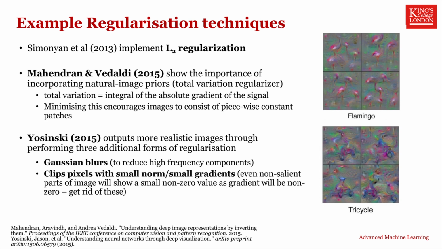Another option is to instead repeatedly Gaussian blur the output during training, or to perform clipping, so either to set pixels with small intensity norm to 0, or pixels with a small gradient to 0. This is because even non-salient parts of images tend to show small non-zero values, generally because the gradient itself typically is non-zero everywhere. So by clipping these small values, it can improve the specificity of the result.